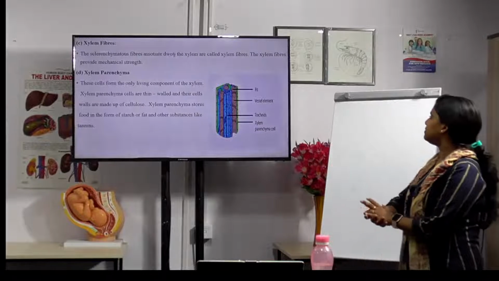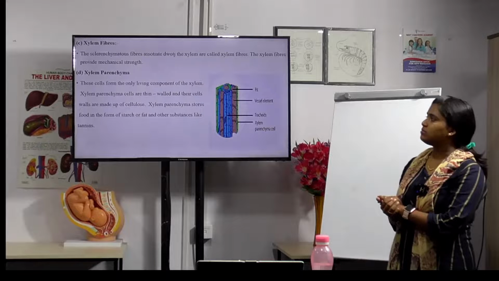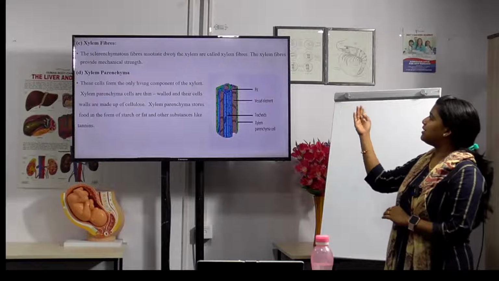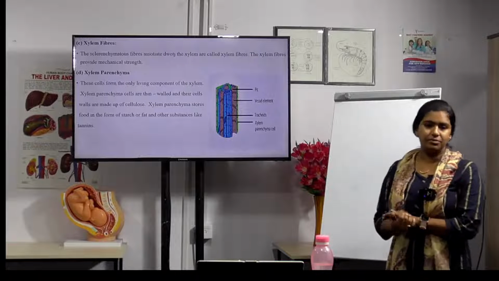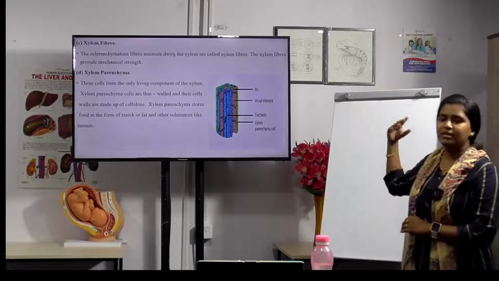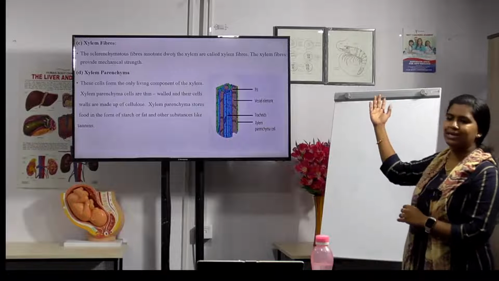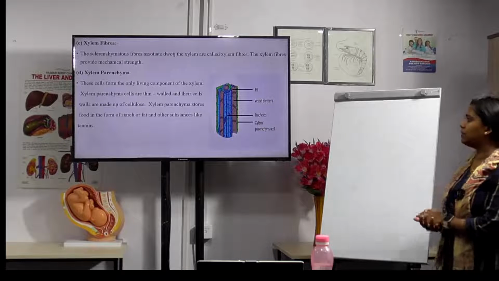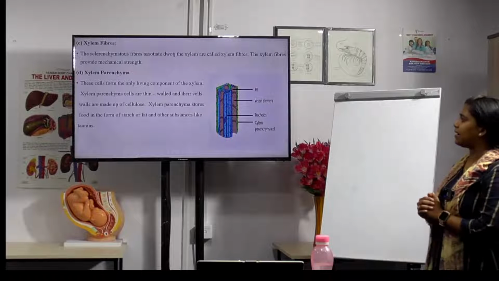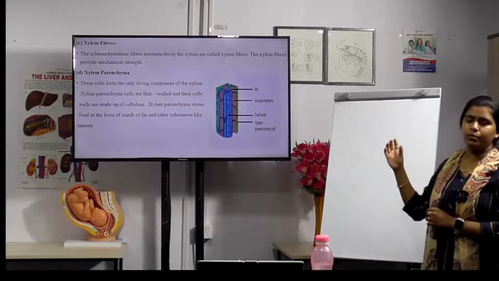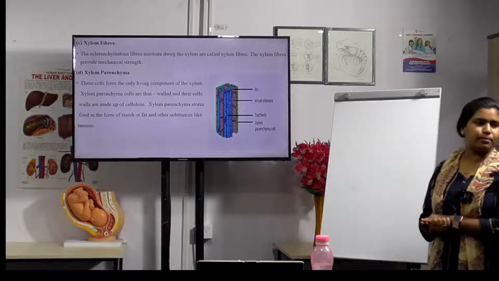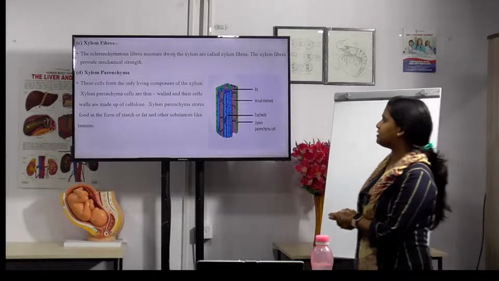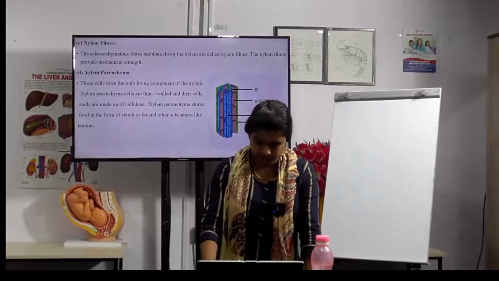Xylem fibers are the sclerenchymatous fibers associated with the xylem. These xylem fibers provide mechanical strength to the plant. Whereas xylem parenchyma cells are thin walled, with walls made up of cellulose, and xylem parenchyma stores food in the form of starch or fat or other substances like tannins.